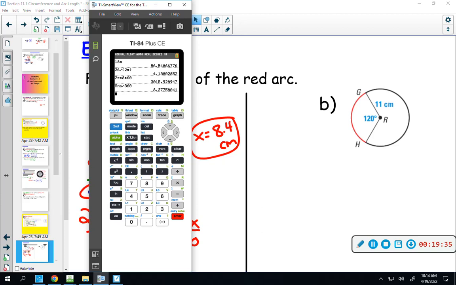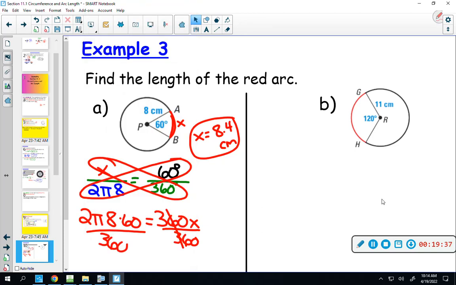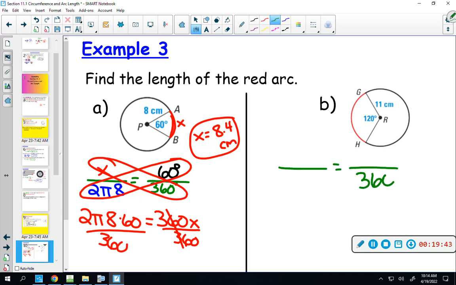All right, let's try B. Now, same thing. I'm going to set up my two fractions set equal. I know this is always 360. I don't even question it, okay? So let's see what we all have here. They want me to find the arc length. So this is what I'm after. I'm going to call that x.